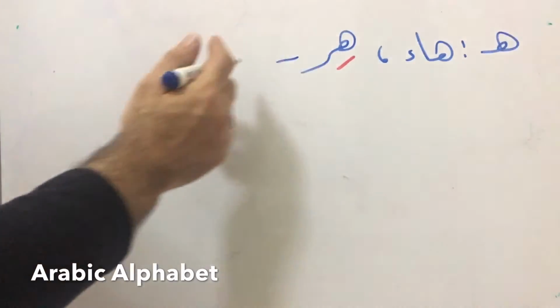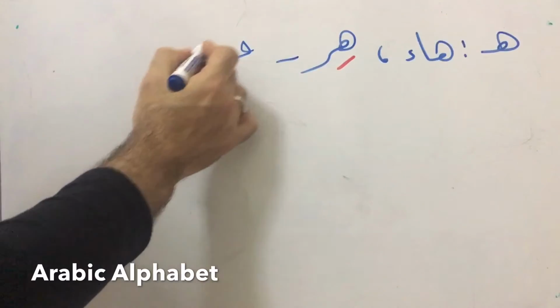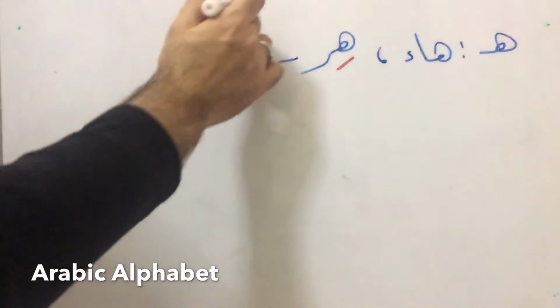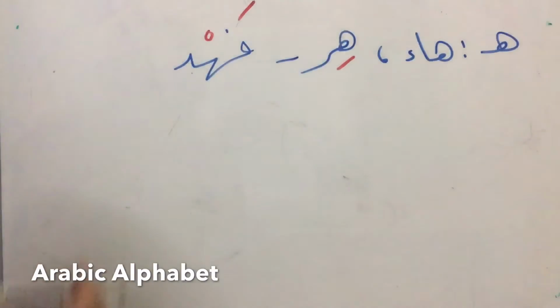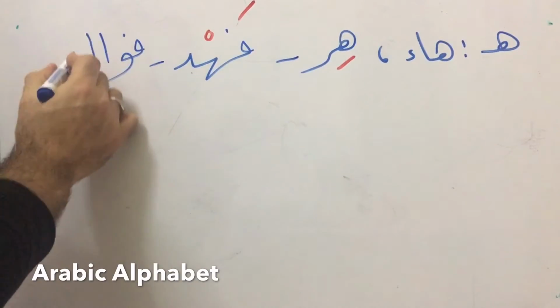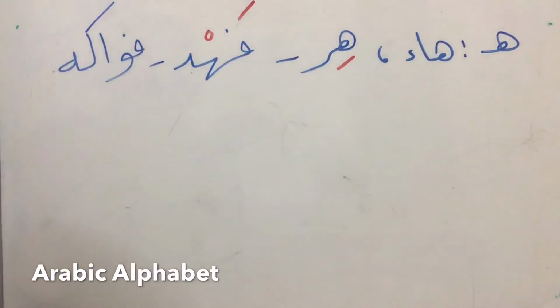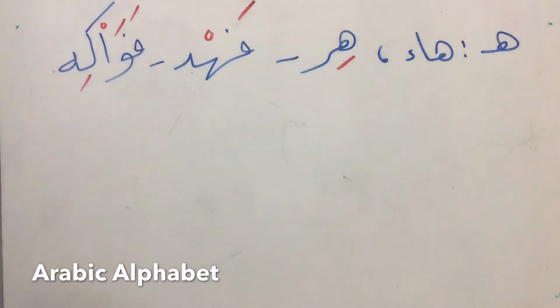This is at the beginning of the word. At the middle, like fahd. Fa fatha, ha sukun, fahd means leopard. At the end of the word, like fawakih. Ha at the end of the word, fawakih means fruit.